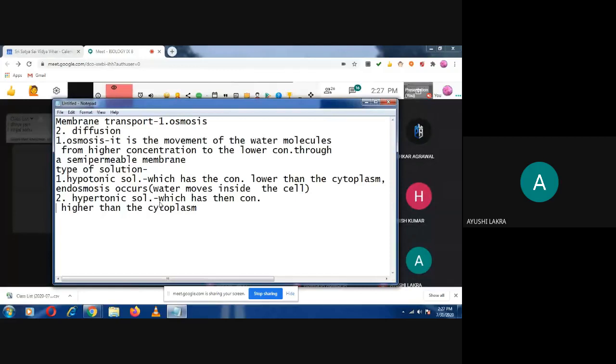Ma'am, A will be hypotonic and B will be hypertonic.